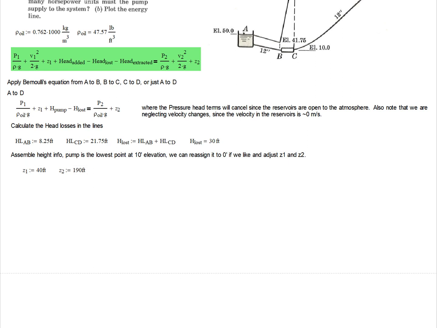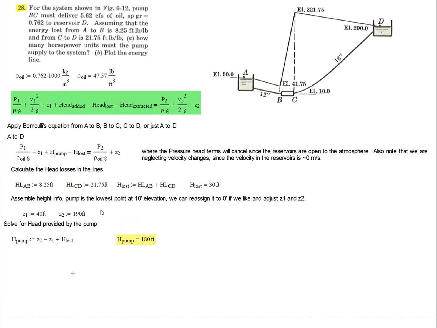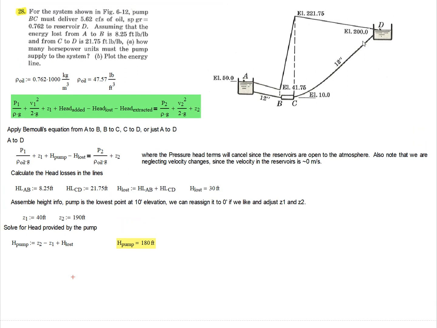And then we can solve for the head that needs to be added by the pump. That is simply solving for a head pump. That's Z2 minus Z1 plus our head losses. And we get that our pump needs to add 180 feet. All right, so that is a representation of the amount of energy that needs to be added to our fluid to get it up there.